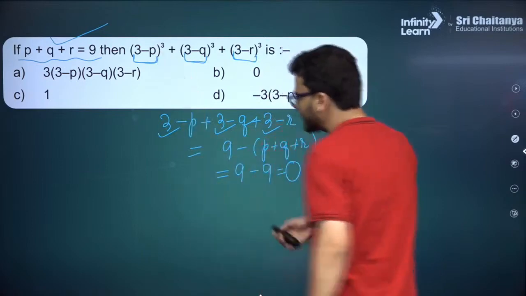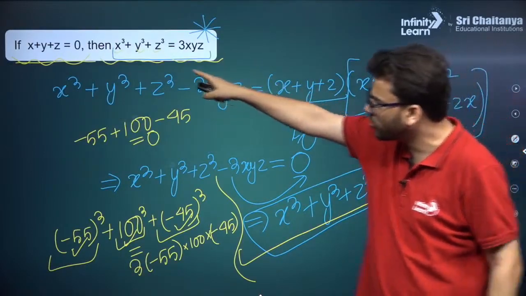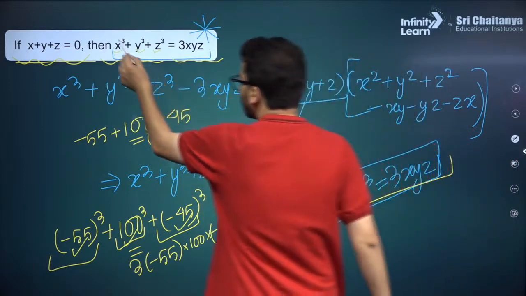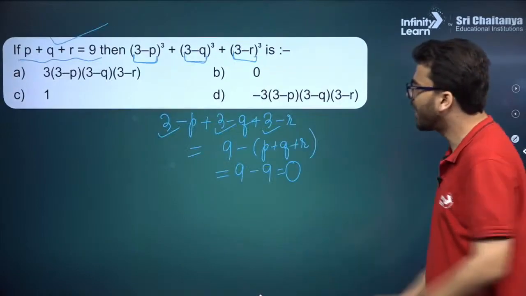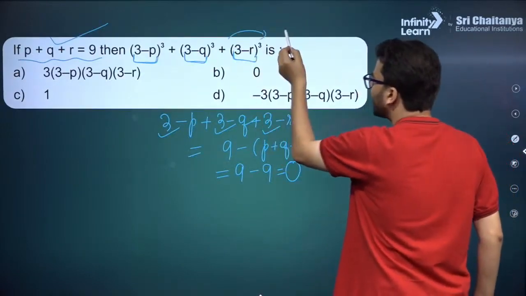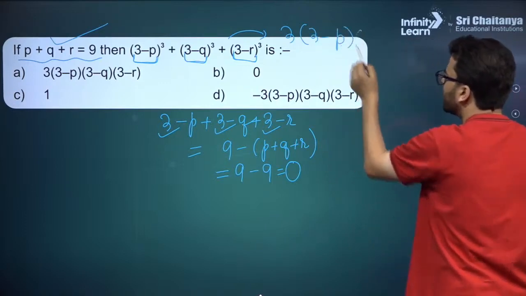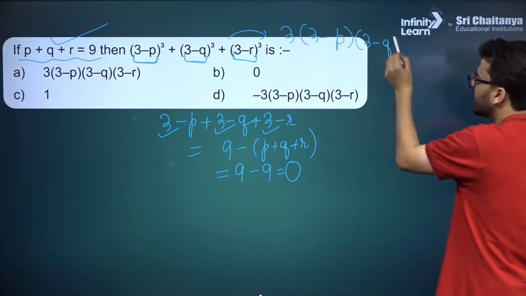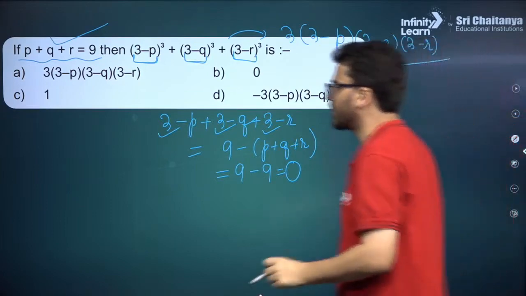So therefore, isn't it of this form again? If x plus y plus z is coming out to be 0, then x cube plus y cube plus z cube will be equal to 3xyz. So in the same manner, this thing will be equal to 3 into (3 minus p), (3 minus q), (3 minus r). Is it clear, guys? It means the first option is correct.